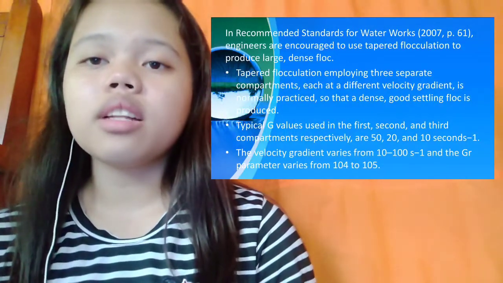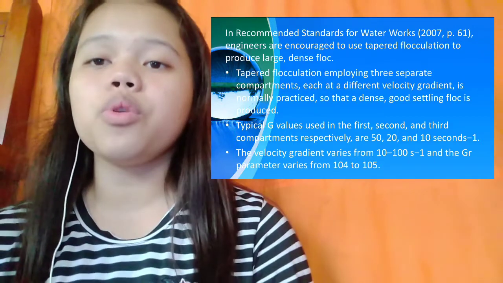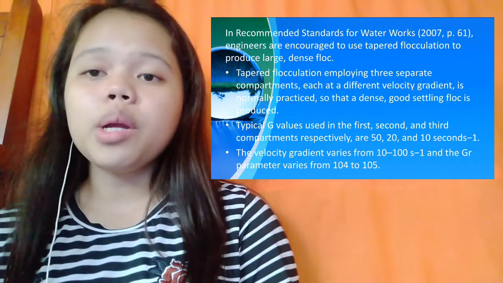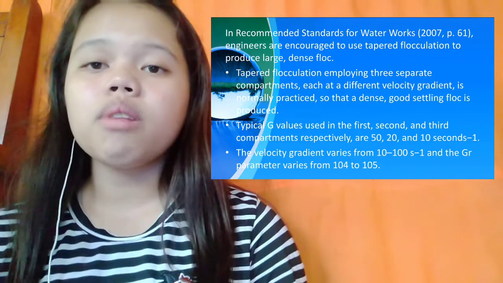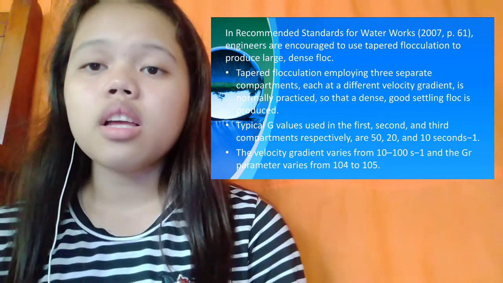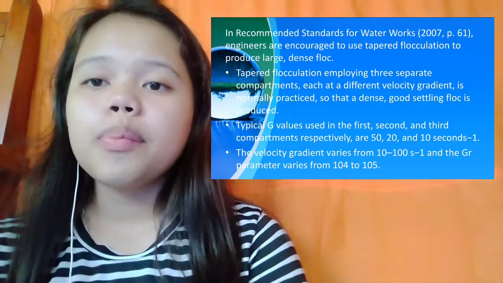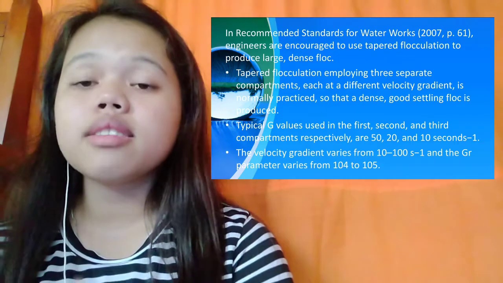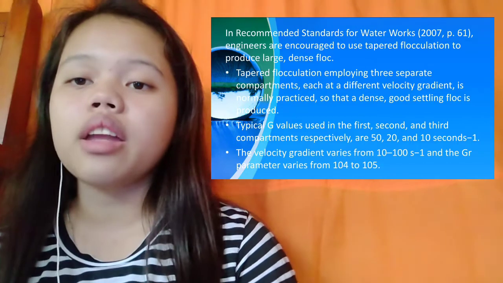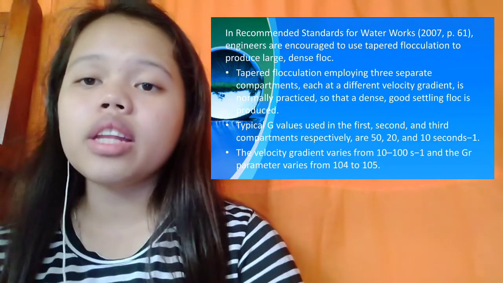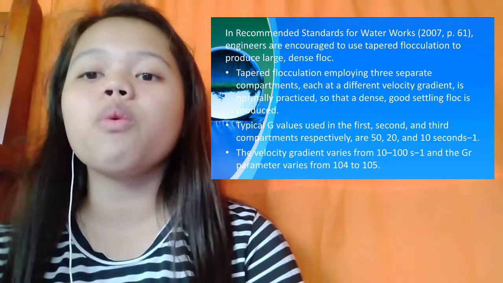In recommended standards for waterworks, engineers are encouraged to use tapered flocculation to produce large, dense floc. Tapered flocculation employing 3 separate compartments, each at a different velocity gradient, is normally practiced so that a dense, good settling floc is produced. Typical G values used in the first, second, and third compartments respectively are 50, 20, and 10 per second. The velocity gradient varies from 10 to 100 and the GT parameter varies from 10^4 to 10^5.